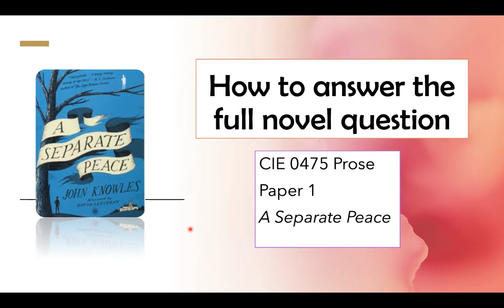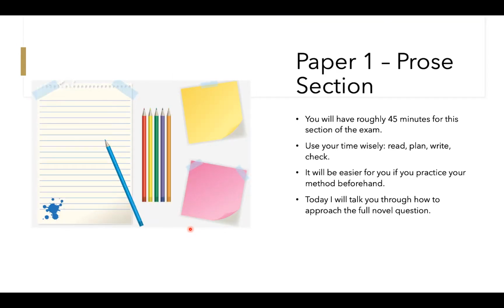This is a lesson on how to answer the full novel question on your Poetry and Prose Paper 1 for CIE 0475. Okay, so this is obviously from the prose section of your literature paper 1. You've got roughly 45 minutes for this section of the exam. The most important thing here really is to make sure that you use your time wisely.